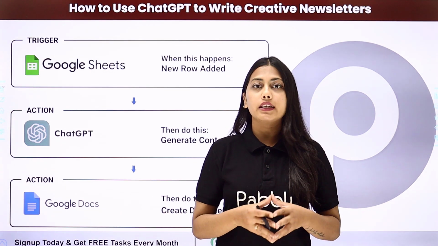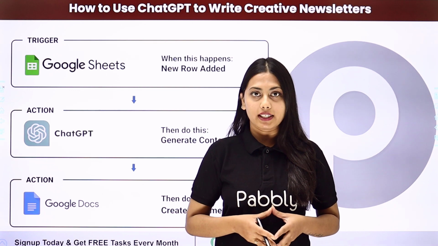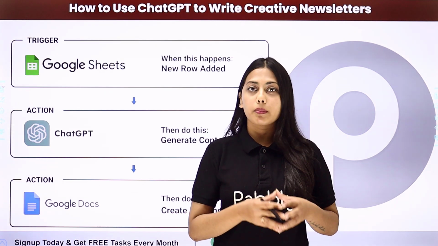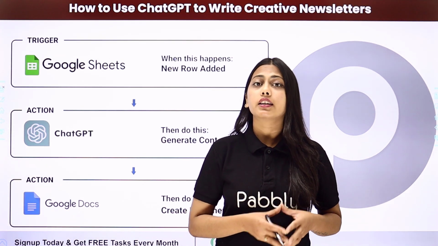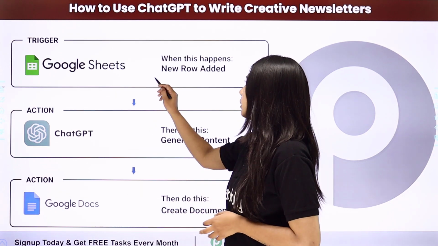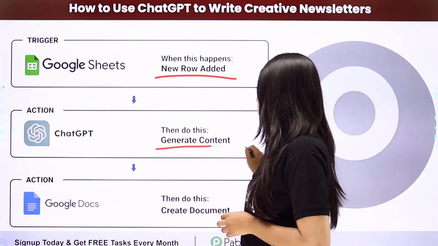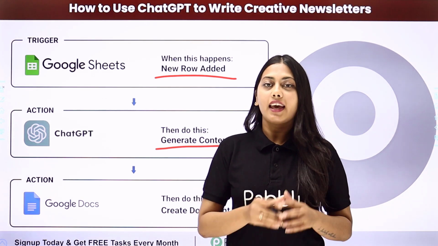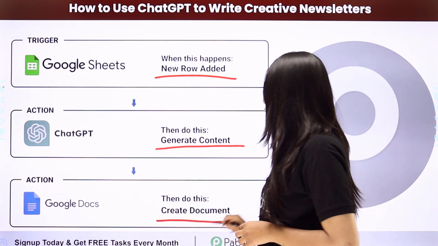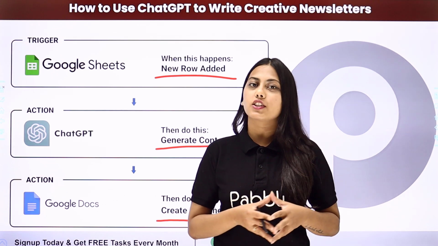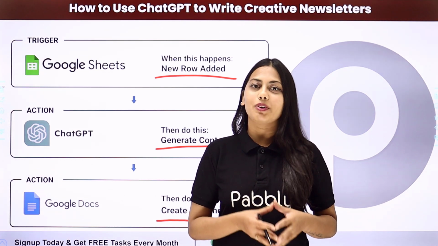So for that we will create this automation with the help of Pabbly Connect, where you don't have to do this work manually again and again, but rather create this integration where our trigger will be the new row added in Google Sheet. Our first action will be generate content in ChatGPT, and our second action will be to create a document in Google Docs where you will save the generated content. Let us learn how to do that.